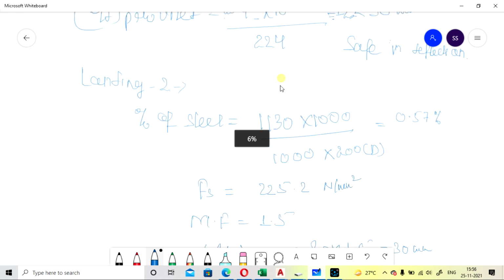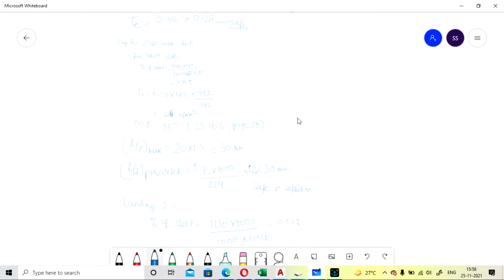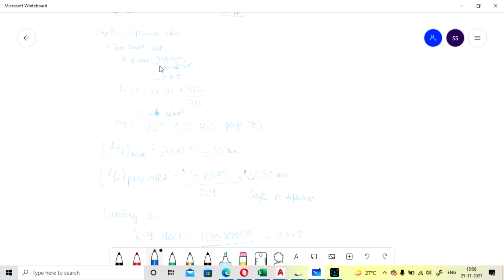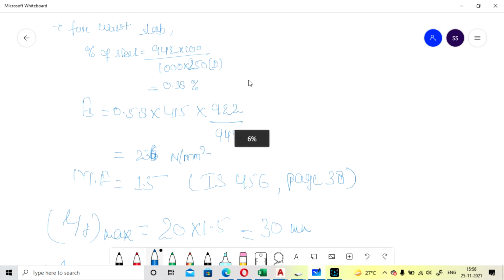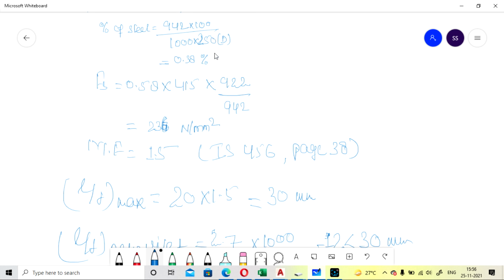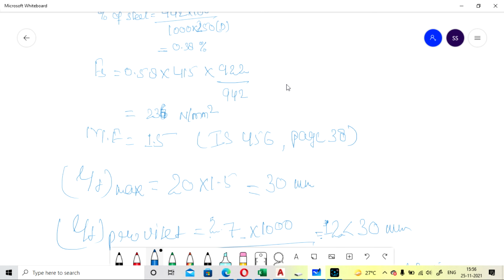Similarly you can calculate the deflection for the landing slab by the same method. All you need to do is provide the total depth of landing one, and here we have to provide the steel required and provided for landing one, which we have calculated in the reinforcement for landing one. Similarly for landing two, for the deflection check of landing two.